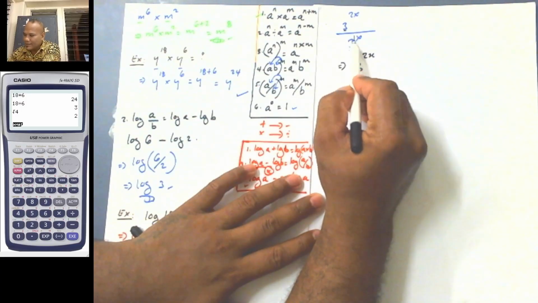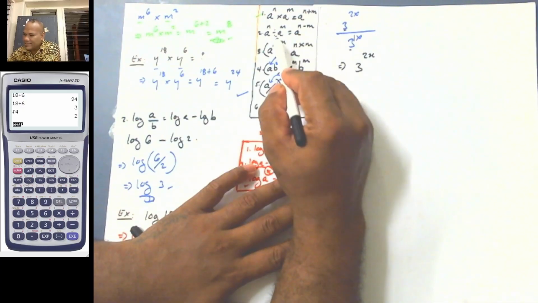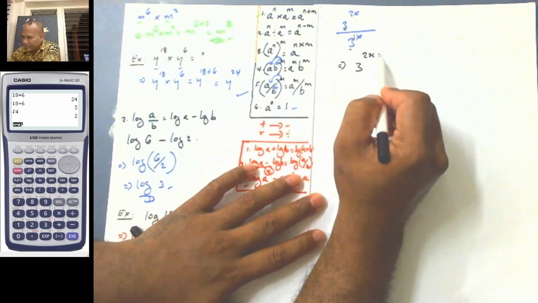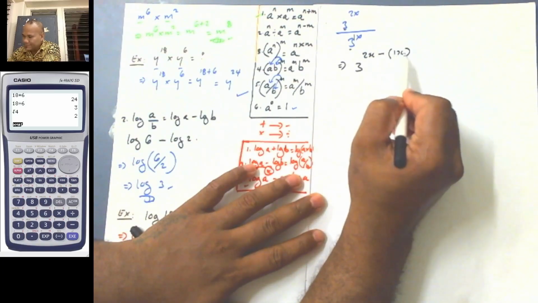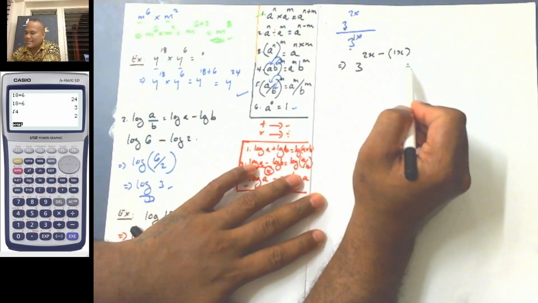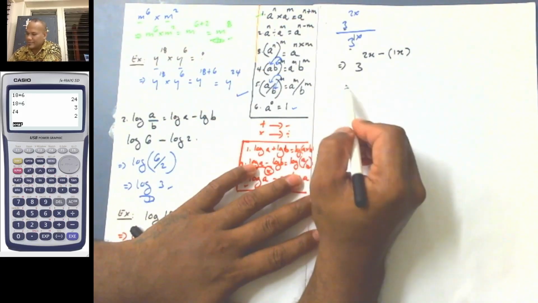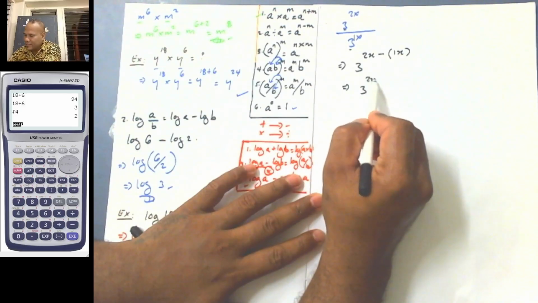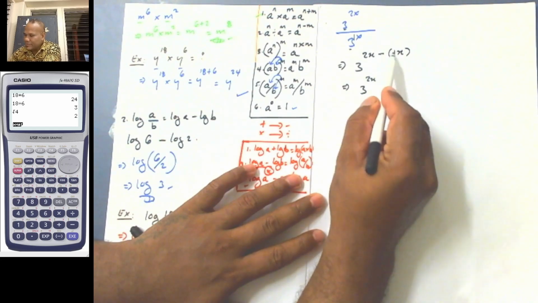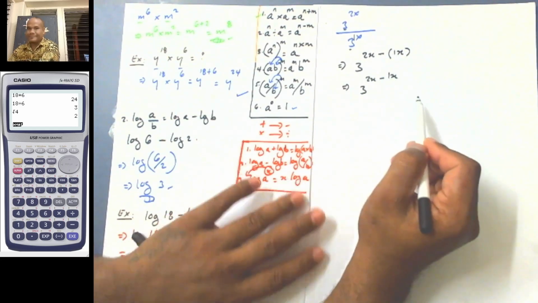Yes, 1. So 3 to the power of 2x, since we divide, we minus. You put down the minus, and 1x. Many students forget this. Always use a bracket. Okay, so let's simplify. So this is 3 to the power of 2x. Negative times positive is negative. 1 times x is x.